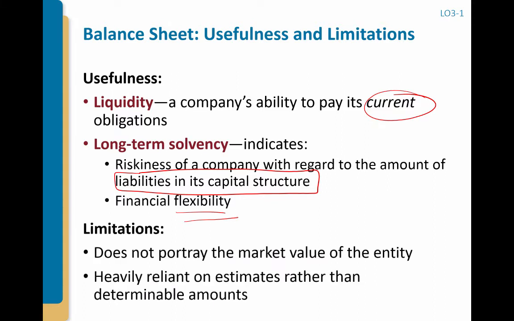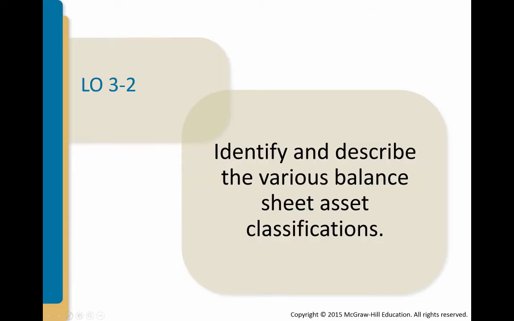So the limitations: there is no market value. Remember, our balance sheet is at historical cost. We're going to learn in Intermediate Accounting 2 other ways in which we might value, such as fair value, market value, and the equity method. But in this class, just note that we usually record all of the assets and most of the items on the balance sheet at historical cost. And we rely on estimates such as depreciation rather than amounts that are determinable.